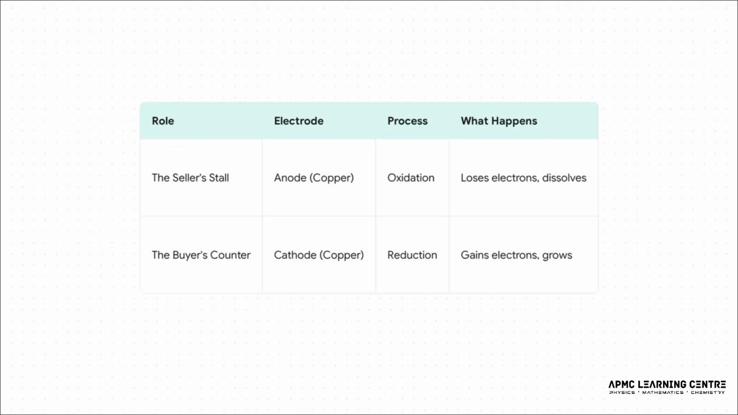So in our marketplace, you've got 2 main players. First, there's the anode. Think of this as the seller's stall. This is where atoms get sold off into the solution through a process called oxidation. And on the other side, you've got the cathode. That's the buyer's counter, where atoms are bought out of the solution through a process called reduction. Seller and buyer. Simple, right?